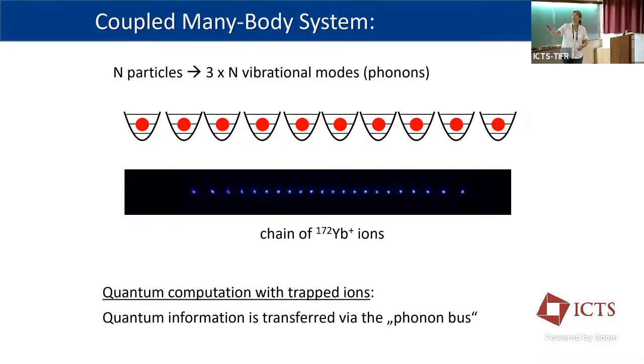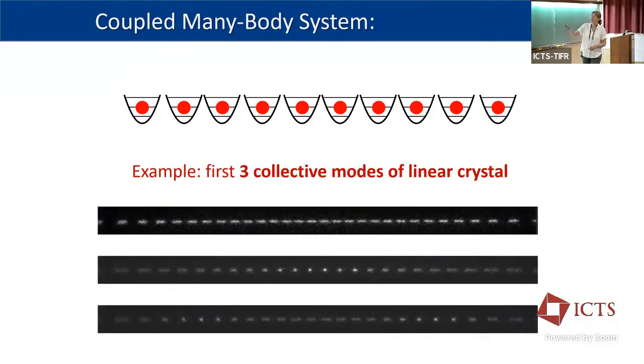So if you kick one qubit via this vibrational mode, via the phonon, you can be sure that the other ions, the other qubits, feel what happened. This is how you can transmit the quantum information in the system. And this is a picture of how these phonons look. We can tickle them, we can stimulate them and find the resonance.